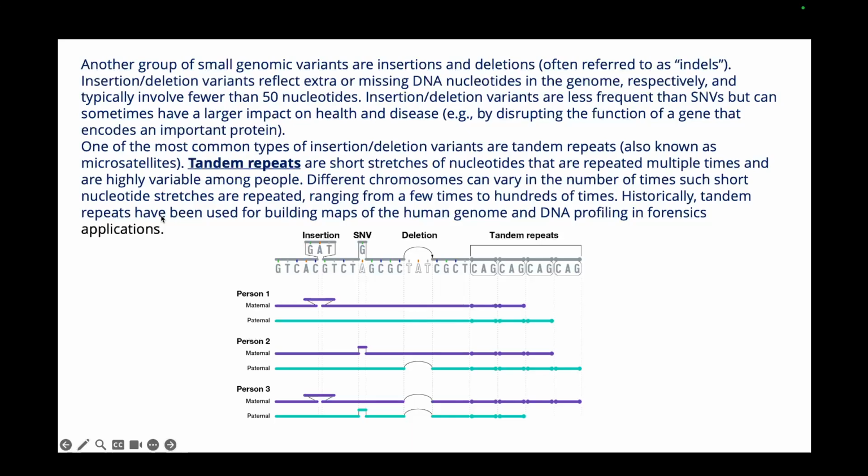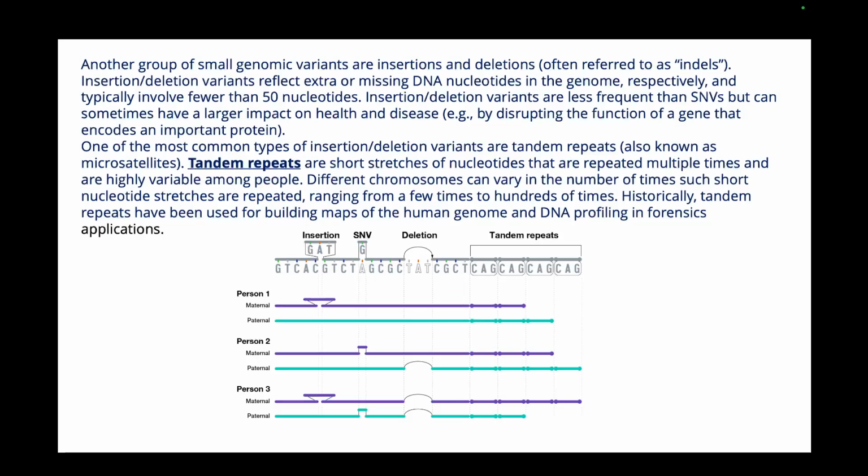Another common type of insertion deletion variant is what is known as tandem repeats. These are also called microsatellites. So what are these? These are short stretches of nucleotides which are represented multiple times and are highly variable among people. So these are a small set of repeats. For example, here it is given CAG. It's a repeat of CAG, CAG, CAG, something like that. These are short stretches of nucleotides that are repeated multiple times, and they are very highly variable among people.